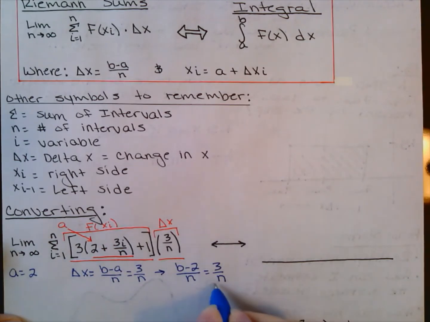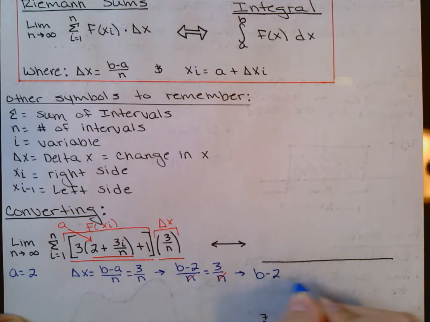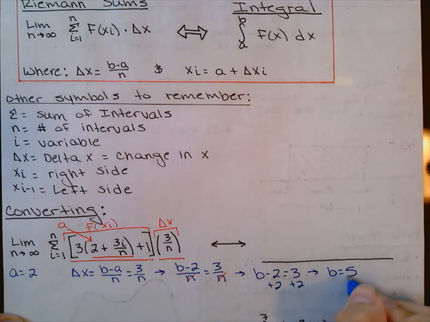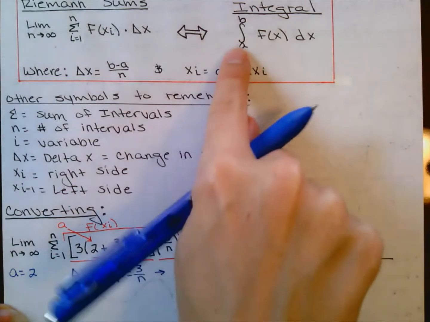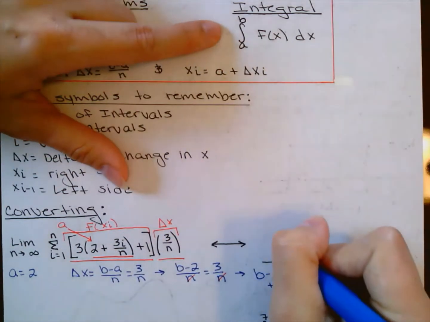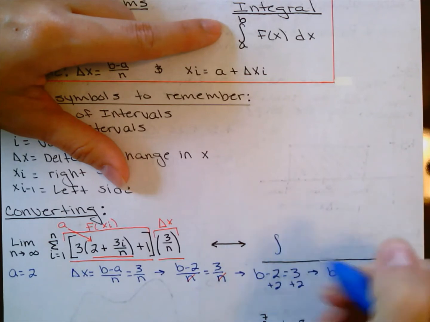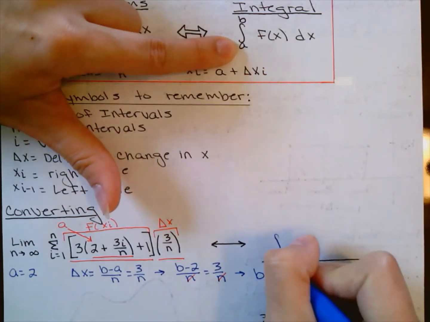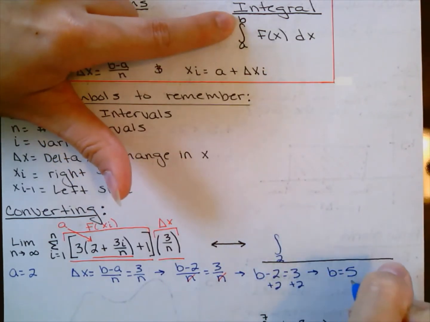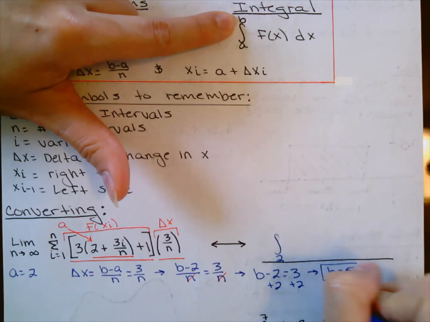And so if I have n on both denominators, I can cancel them out, multiply one to the other side. And now I'm working with b minus 2 equals 3. Add the 2. And I know that b is 5. Okay, so if I'm converting to an integral notation, I have my big fancy S. I know that my a, which goes down here, is 2. And my b, which goes up here, is 5.